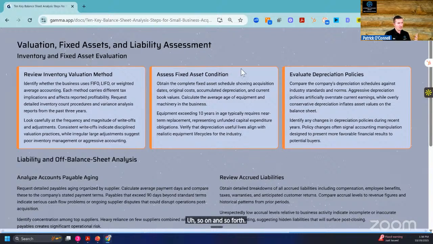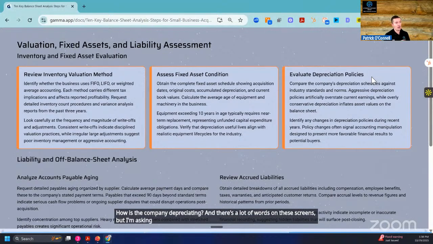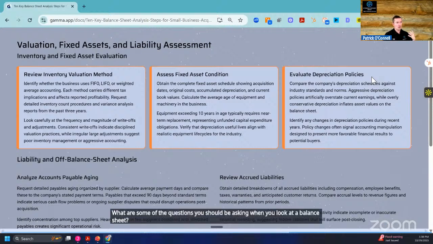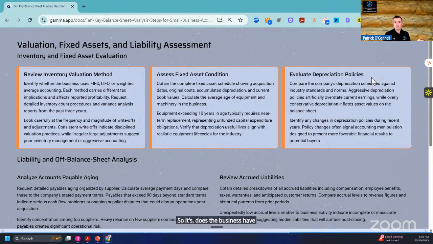What is the fixed asset condition? So you want to obtain a complete fixed asset listing. How is the company depreciating? And there's a lot of words on these screens, but I'm asking questions so you can think about what are some of the questions you should be asking when you look at a balance sheet. Does the business have inventory? What is the fixed asset condition? How does the business depreciate the fixed assets? And so on and so forth.